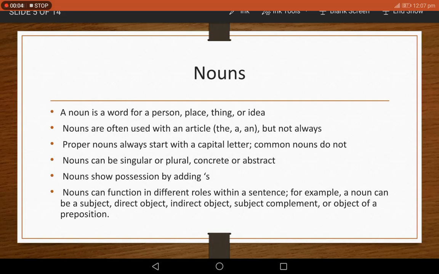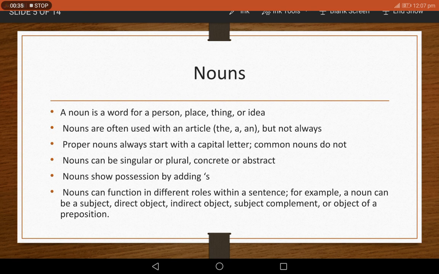Since we are discussing parts of speech, we will start with nouns. We all know a noun is a word for a person, place, thing or an idea. Nouns are often used with an article, but that is not always true. Proper nouns always start with a capital letter. Common nouns do not. Nouns have number. A noun can be singular or plural.